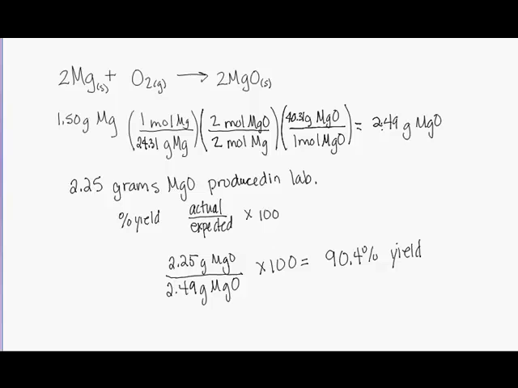So when calculating percent yield, you need to know first, how much of a specific substance could you expect to get in an ideal reaction? So that's the calculation we did at the beginning. Ideally, we could expect to get 2.49 grams of magnesium oxide from 1.5 grams of magnesium. Then you need to know what your actual value was. So in the lab, we got 2.25 grams of magnesium oxide. Then we put our actual value over our expected value and multiply times 100 to get our percent yield.